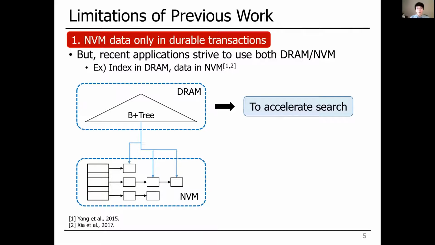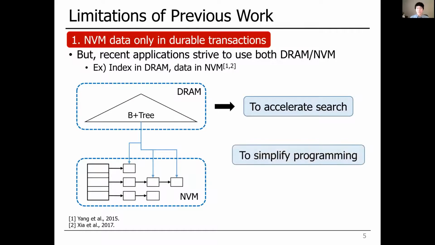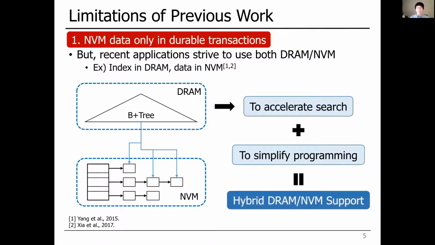If the programming model doesn't allow manipulating both objects in a transaction, it is extremely difficult to manipulate them in an atomic way. Therefore, not only exploiting the fast DRAM speed, there is another reason to call for supporting hybrid memory, which is to simplify programming. To this end, we have a compelling need to support hybrid DRAM NVM transactions.